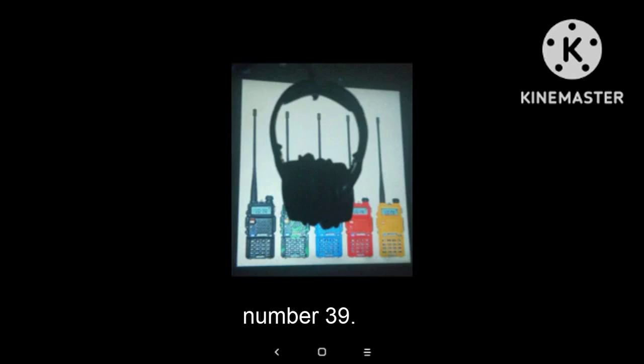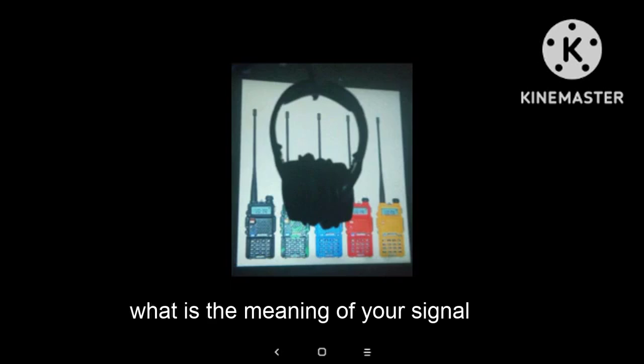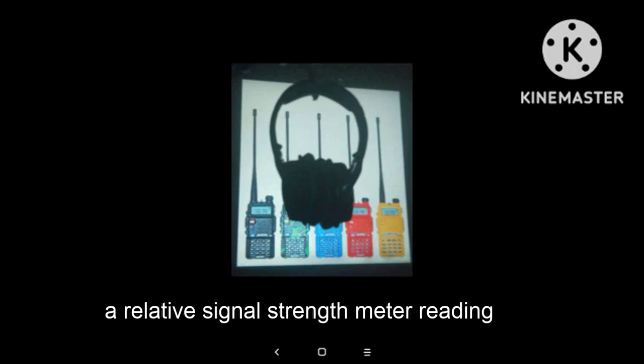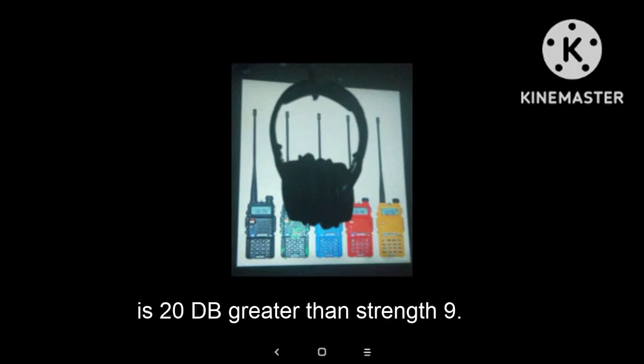Number 31. What is the meaning of your signal report is 59 plus 20 dB? A relative signal strength meter reading is 20 dB greater than strength 9.